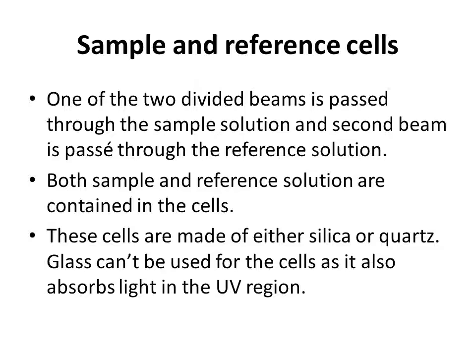Sample and reference. One of the two divided beams is passed through the sample solution and the second beam is passed through the reference solution. Both sample and reference solutions are contained in cells. These cells are made of either silica or quartz. Glass can't be used for the cells because it absorbs light in the UV region.